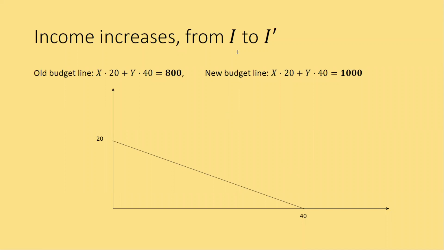Now, when your income increases, remember how we find each of those intercepts. It depends on our income. So your y-intercept is your income divided by the price of good y. After your income increases, it becomes 1,000 divided by 40. This gives us 25. The x-intercept is your income divided by the price of good x. And when your income increases, it becomes 1,000 divided by 20, that is 50.